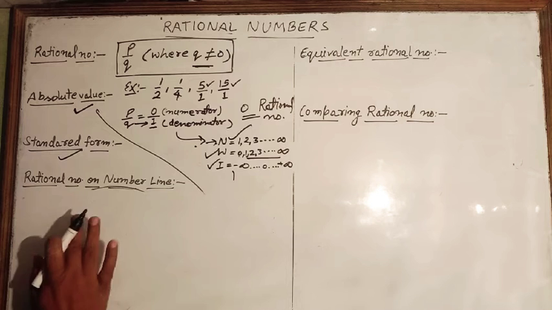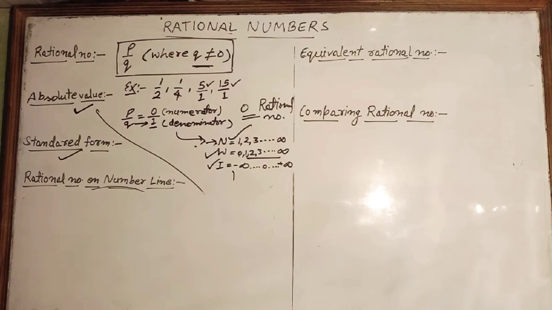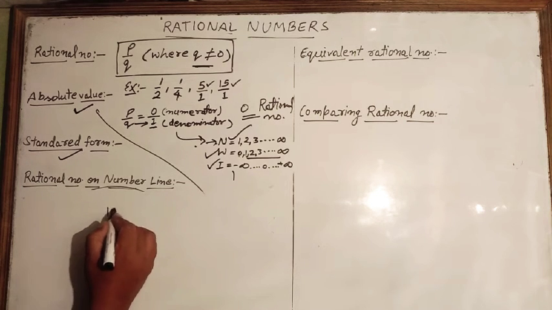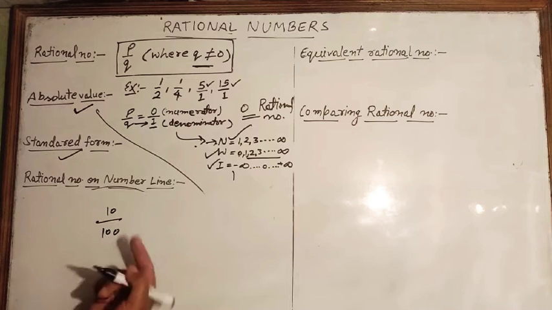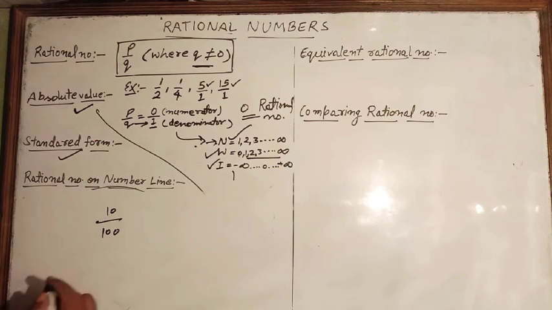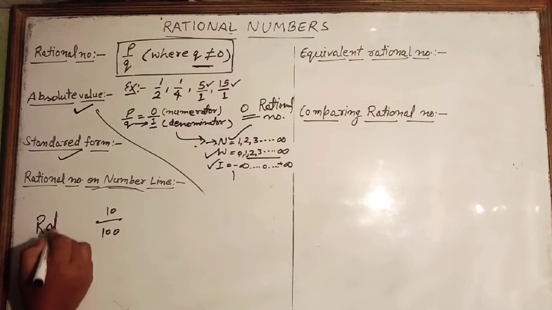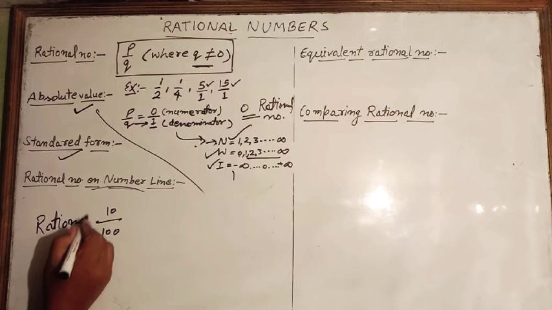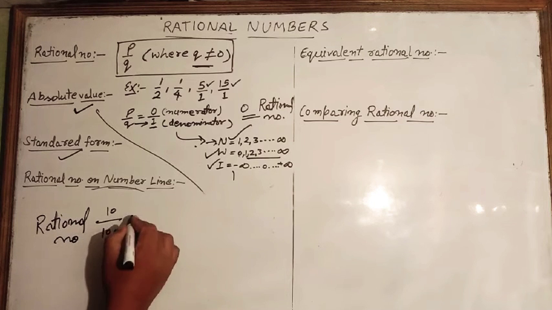Standard form of a rational number. See, if a number is written like 10 upon 100, you know that it is in the form of p by q, so we can say it is a rational number. Now, is it in the simplest form?